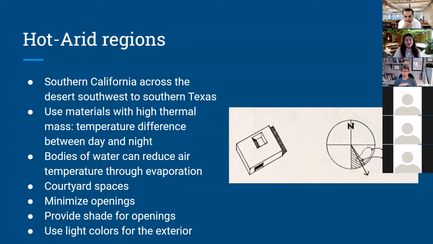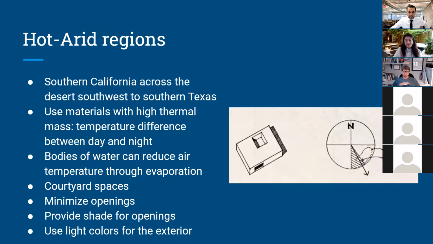The next one is hot arid regions. And these are regions of Southern California, desert, Texas. So if these locations are in the question in the exam, this is the climate zone that you need to think about. Use materials with high thermal mass, because in this one, we do want materials that absorb the heat during the day and release this heat during the night. Just think about Palm Springs, the desert, Las Vegas. It's really hot during the day, but at night it's chilly, right?